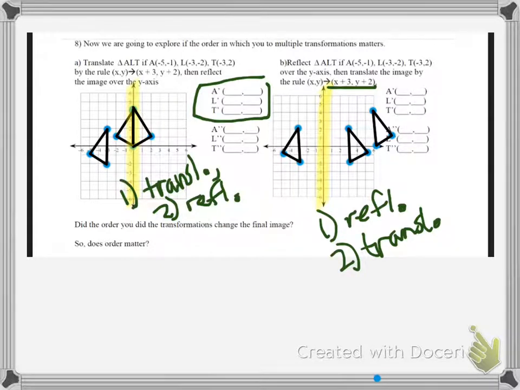So, are those two pictures the same? No, of course they're not. So, did the order change? Yes. Does the order of the transformation affect what you get as a result? Yes, of course it does.